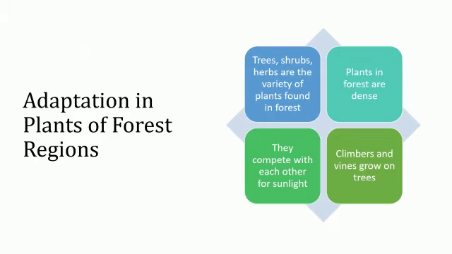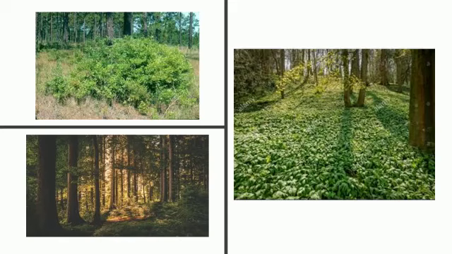Next, adaptation in plants of forest region. A variety of plants is found in forest regions. Examples: trees, shrubs, herbs, etc. The trees in forest are dense and hence they compete amongst themselves for sunlight, because sunlight is very important for the process of photosynthesis. Climbers and vines grow on tall trees. Here you can see how densely the forest is, how the trees are packed densely and how tall they are.